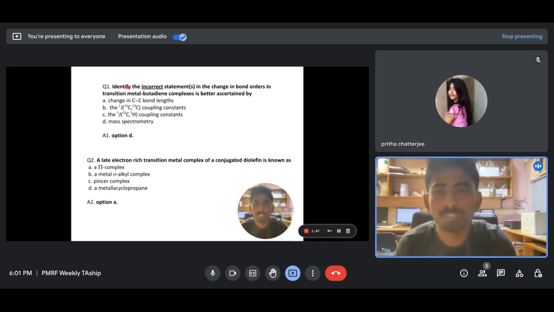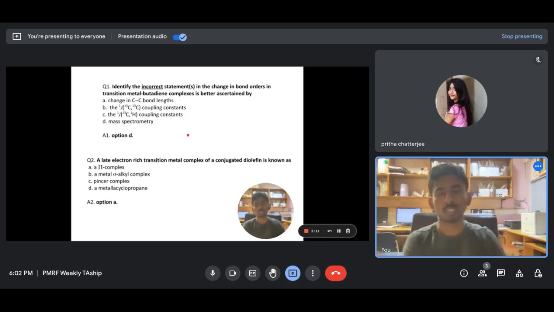The first question is: identify the incorrect statement. The change in bond orders in transition metal butadiene complexes is better ascertained by change in CC bond lengths, the 1J 13C-13C coupling constants, the 1J 13C-1H coupling constants, or the mass spectrometry. Which among these four options is incorrect?